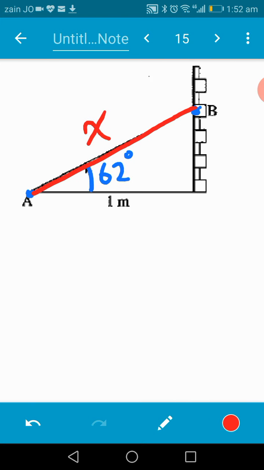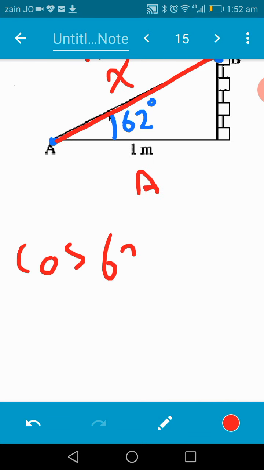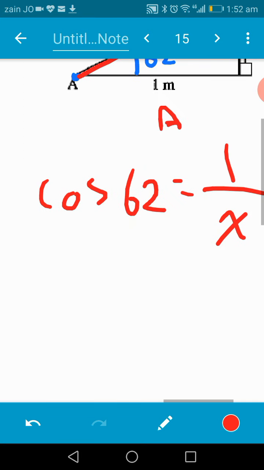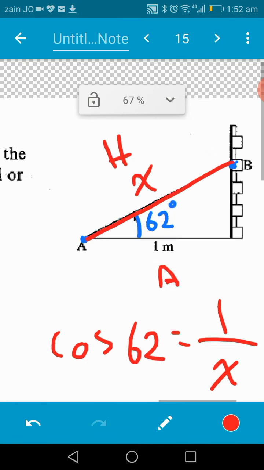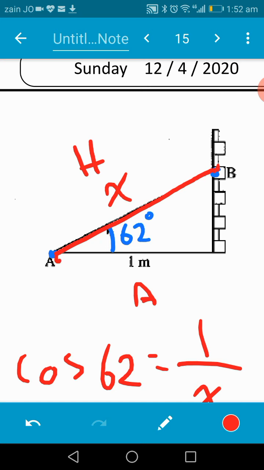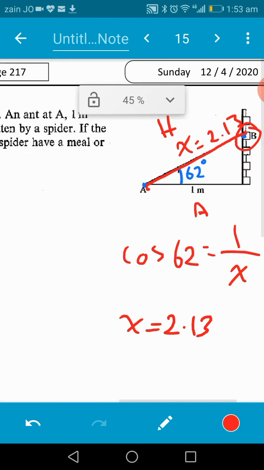So now find x. To find x, the 1 meter is the adjacent side to 62 and x is the hypotenuse, right? So use cosine. Cosine 62 equals 1 over x. So now x equals 1 over cosine 62. You get 2.13. The distance is 2.13 meters. So the distance between A and B is greater than 2. What does this mean? When the spider attacks, will the ant hear or not? Of course it will not hear, because the distance between the two ants is greater than 2. So the answer is yes, the spider will eat the ant.